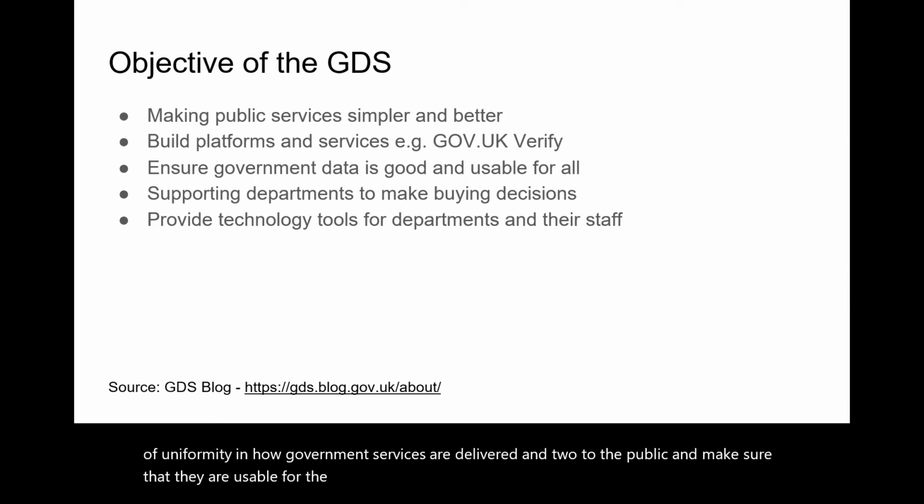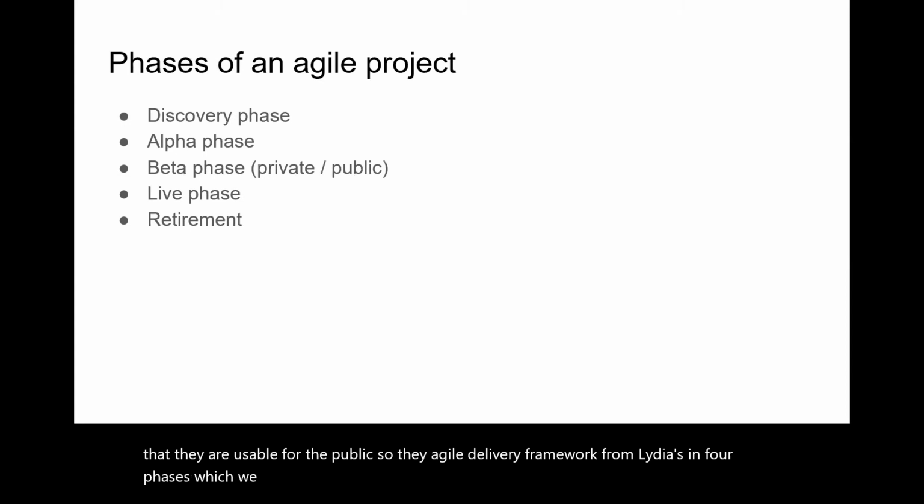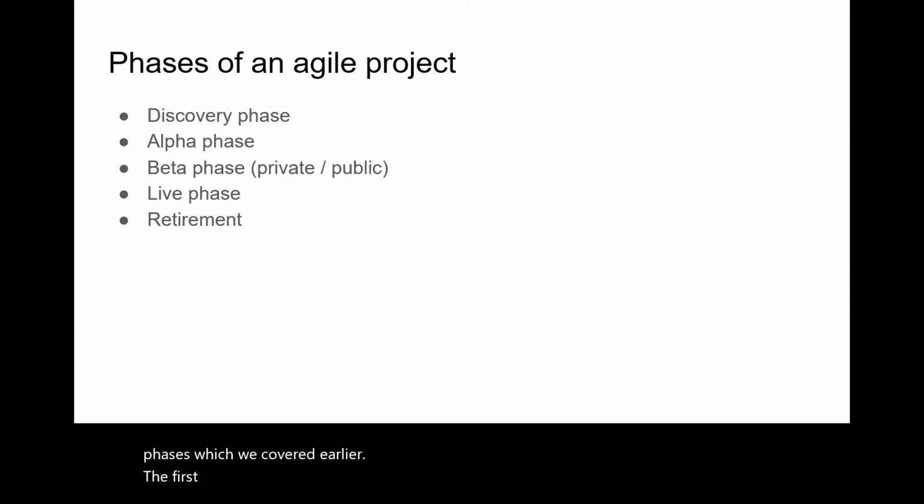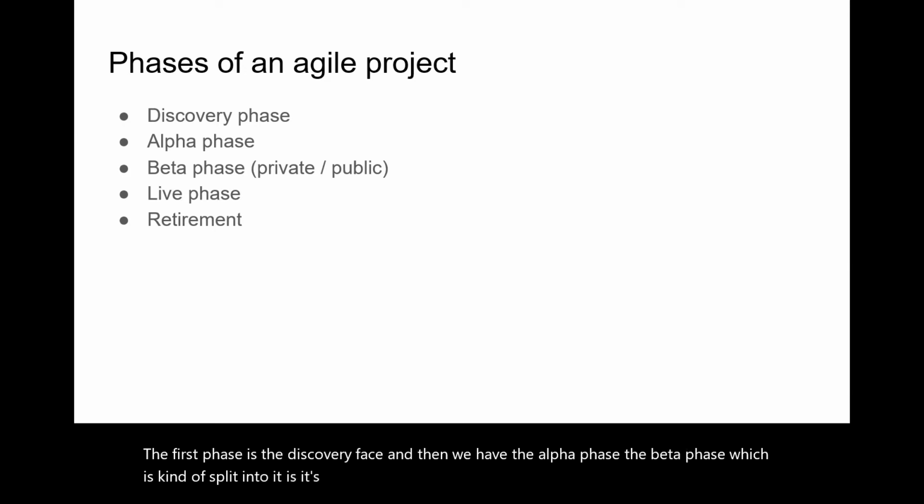So the agile delivery framework from the GDS is in 4 phases, which we covered earlier. The first phase is the discovery phase, and then we have the alpha phase, and the beta phase, which is actually split into 2 variants. We have the private beta and the public beta. We'll talk about that shortly. And then there's a live phase.